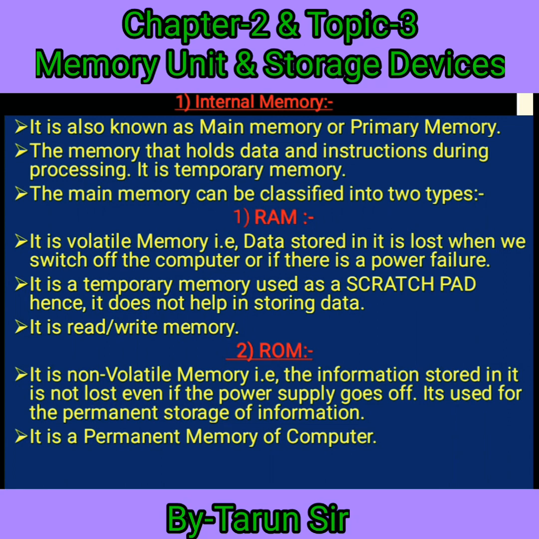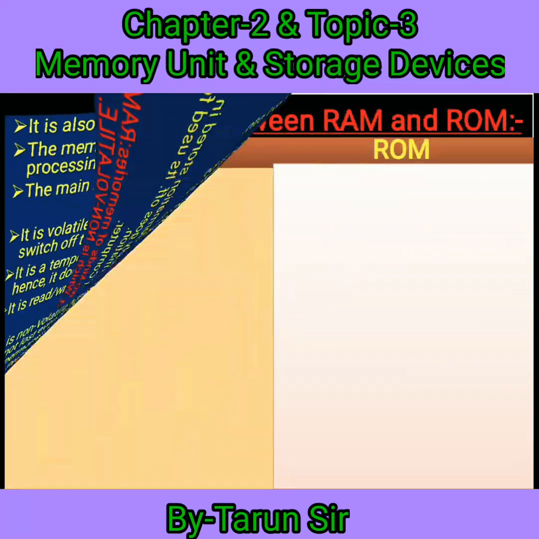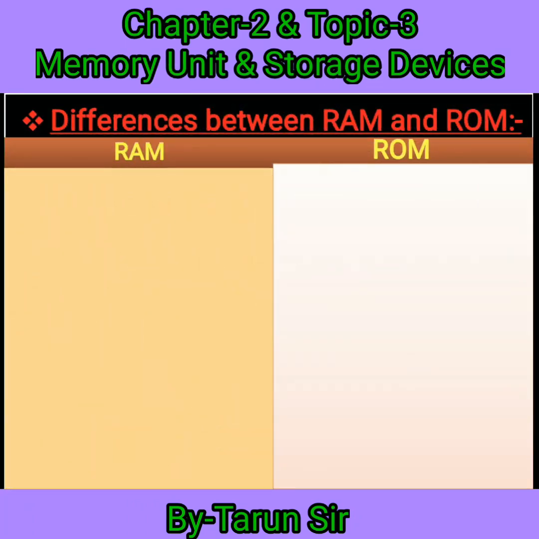Some notes: the CPU attaches to two kinds of memories. First, RAM, which is volatile, and second, ROM, which is non-volatile. Let us discuss some differences between RAM and ROM.